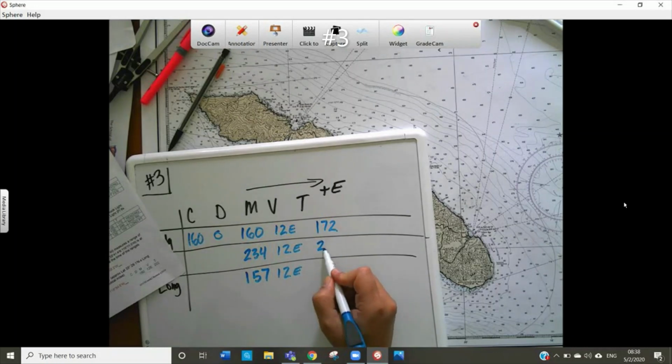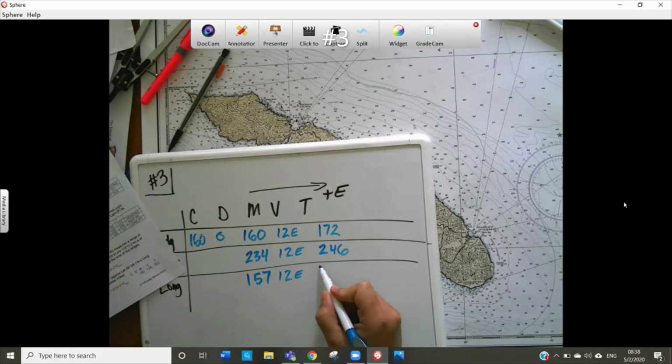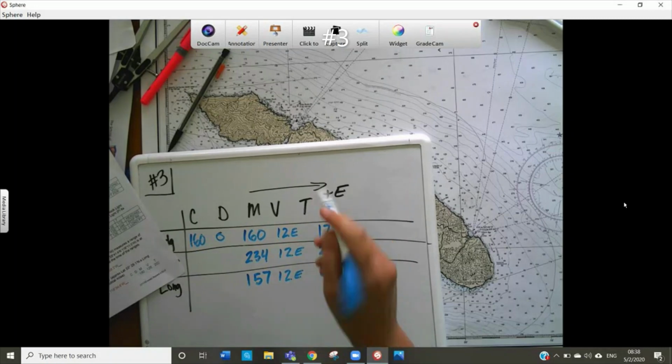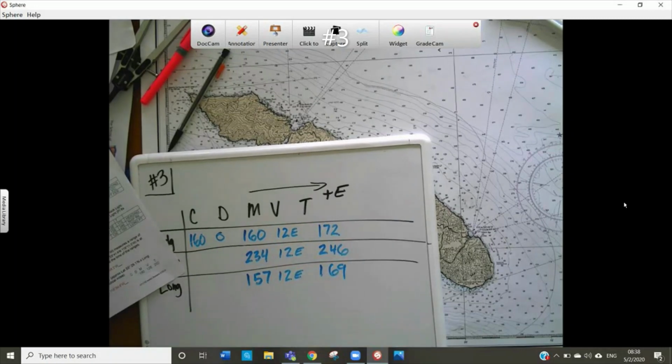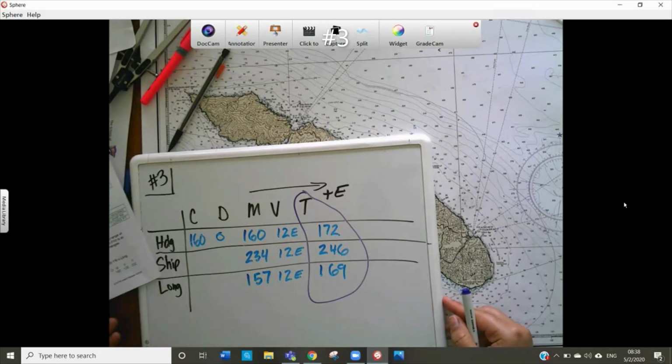and 246 and 169. So these are my true that I can plot on the chart. Again, I'm going to start with my triangle and then use the roll plotter.